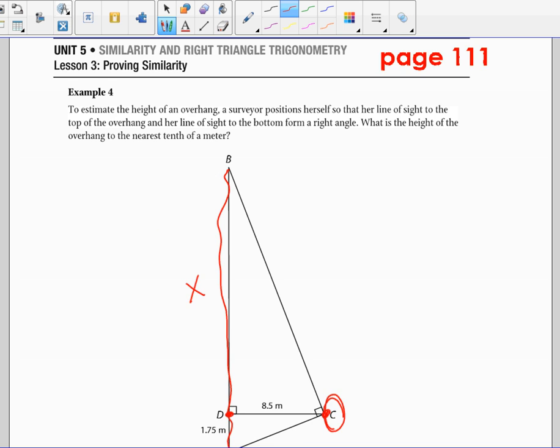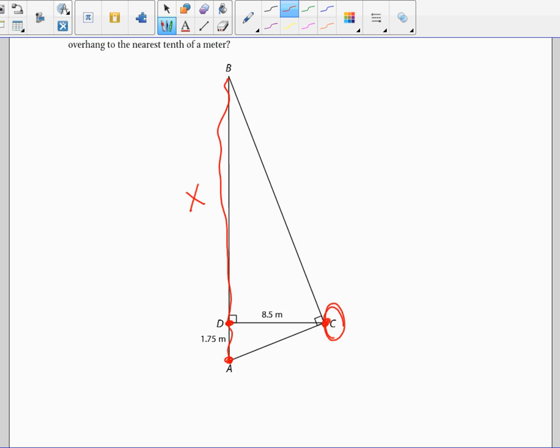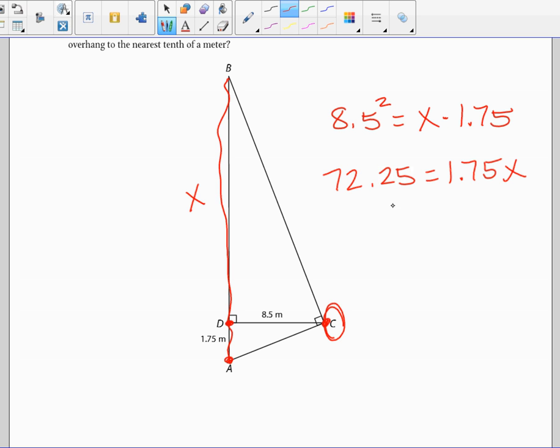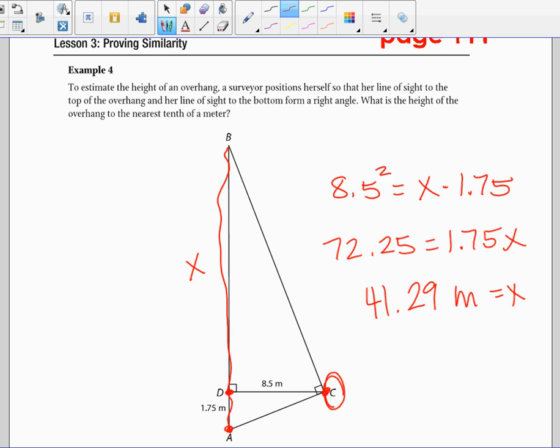So in this case, you're going to do the same thing, except it's just your left and right are flipped. It's going to be kind of up and down since they rotated the triangle. So you end up with 8.5 squared equals left times 1.75, which is your right. So we end up with 72.25 equals 1.75x. Divide both sides by 1.75. And it's not pretty, but round it to 2 decimal places correctly, and you get 41.29 meters for x. But let's see, they're asking to estimate the height of the overhang.